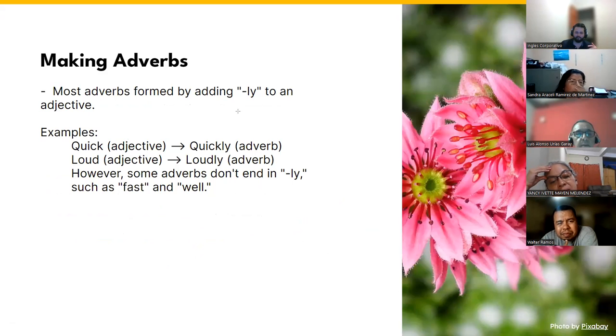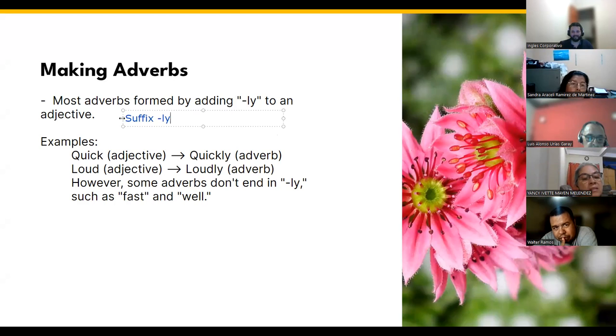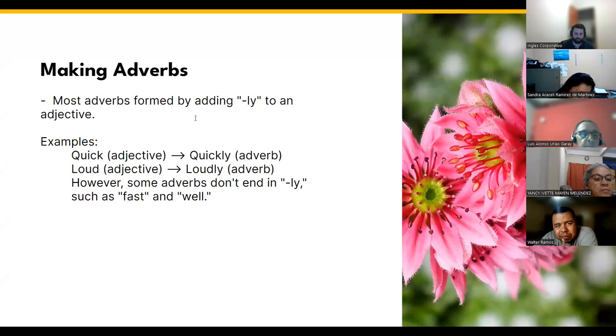To answer your question, we can make adverbs out of certain adjectives, not all adjectives, when we add a suffix. You know what a suffix is? We add the suffix ly. So for example, we can say quick, and then quickly. Give me a sentence, guys. My friend and I run quickly to get the bus.